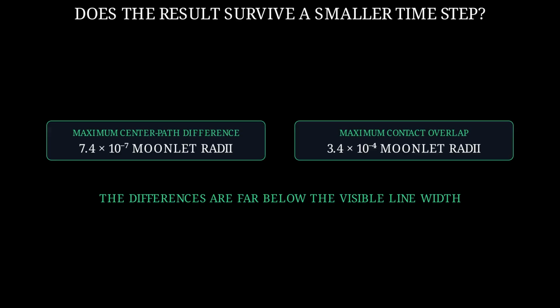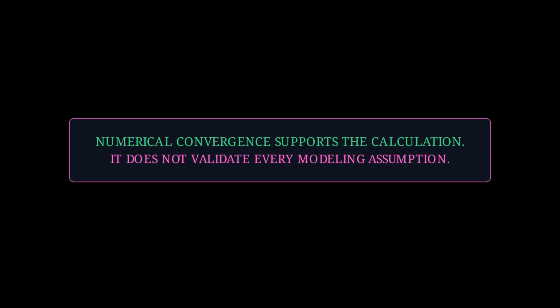The maximum surface overlap stays below 4 parts in 10,000 of the moonlet radius. The center paths differ by less than 1 part in a million of that radius. For this fixture, the displayed result has converged at the scale we can see. Convergence supports this numerical calculation under this model. It does not prove that the idealized surface, springs, friction rule, or prescribed controls describe a real mission accurately.